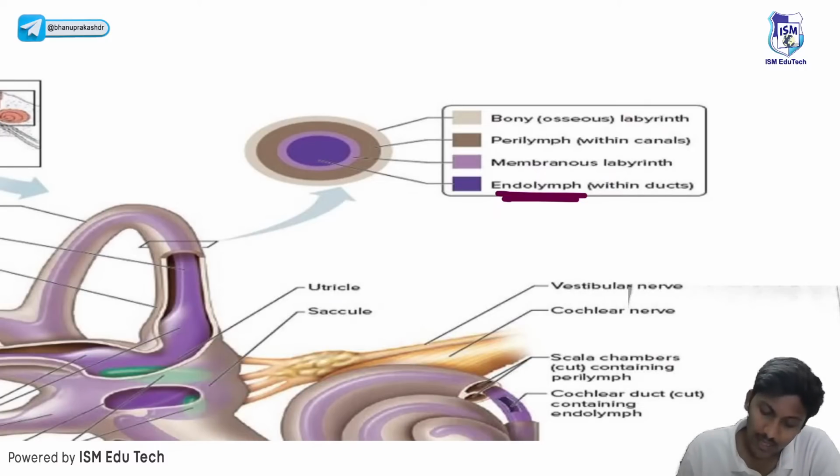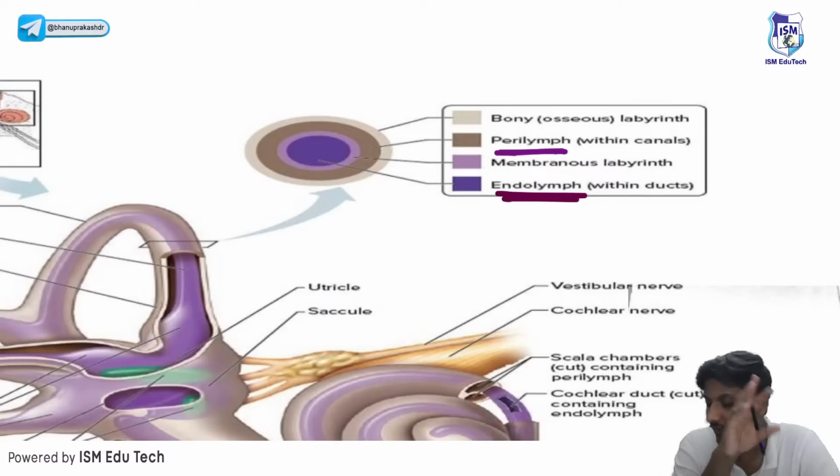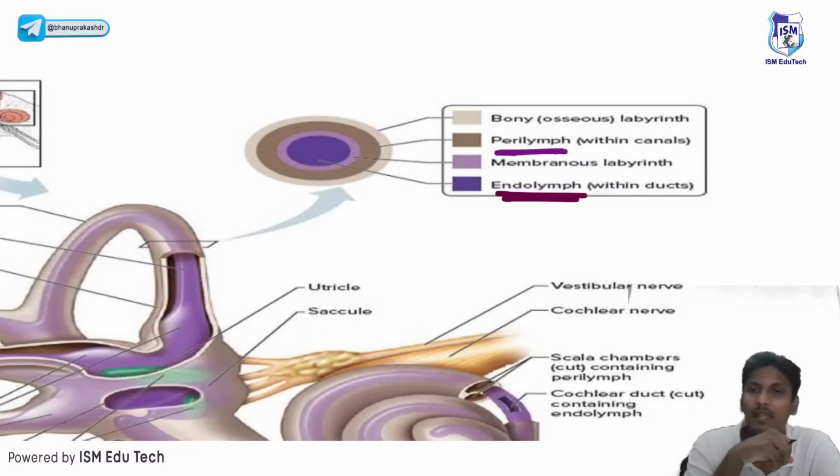Whereas the dark brown fluid that you can see in the bony covering is called the perilymph. Why peri? Because it is surrounding the labyrinth or surrounding the inner ear. Therefore, it is called perilymph. And why endo? Because it is inside the membranous inner ear. Okay?